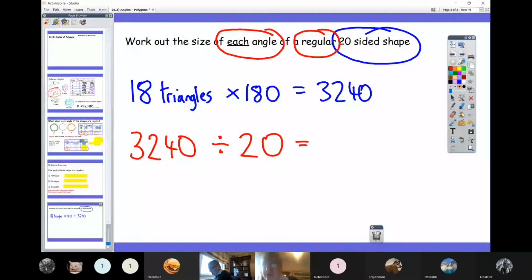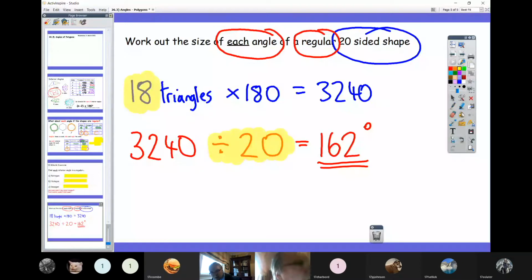You've got to be very clear in your mind, why did I start off by multiplying by 18, but then a bit later divide by 20? That's the key bit from today. Well, we multiplied by 18 because that's the number of triangles. Later on, we divided by 20 because that's the number of sides. So I hope you understood that.